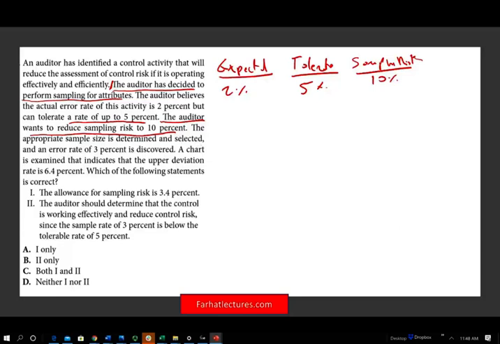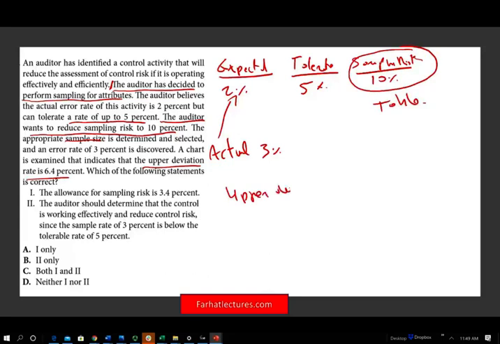So now we selected the appropriate sample size, and an error of 3% is discovered. Now the actual error, after we sampled, was 3%. Remember, we expected 2, the actual was 3. A chart is examined that indicates the upper deviation rate is 6.4. Again, here you have to understand how we came up with the upper deviation rate. The upper deviation rate is based on the sampling risk, and we use tables. Here they're giving you the upper deviation rate, equal to 6.4%.